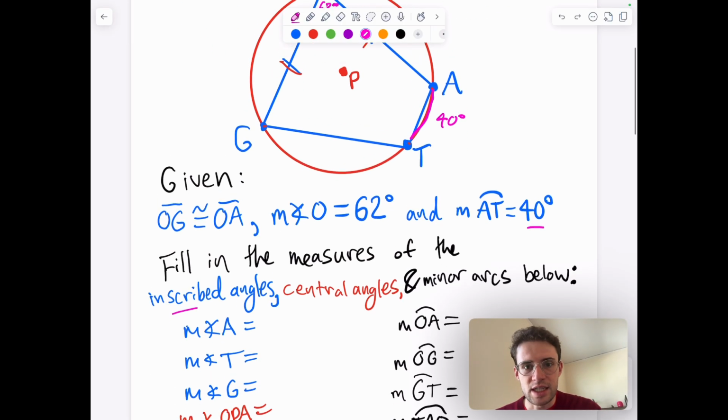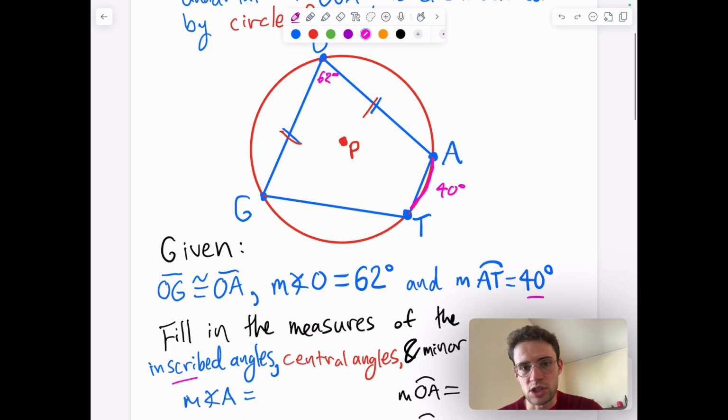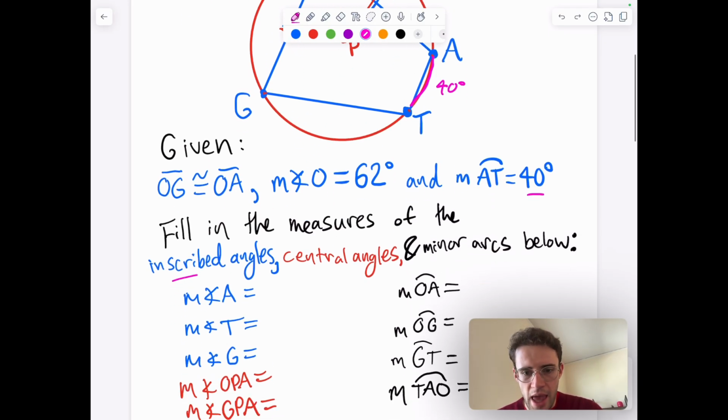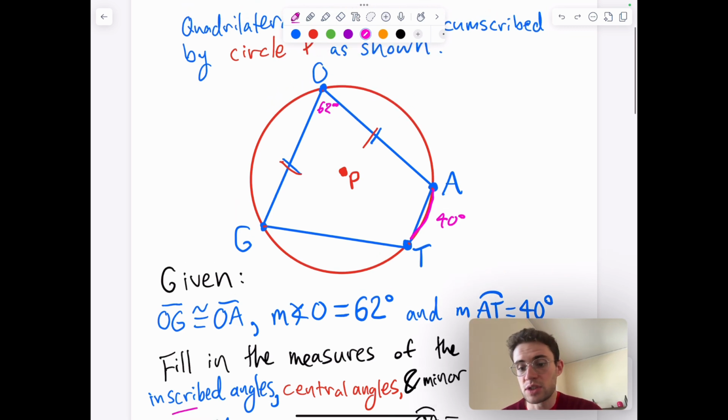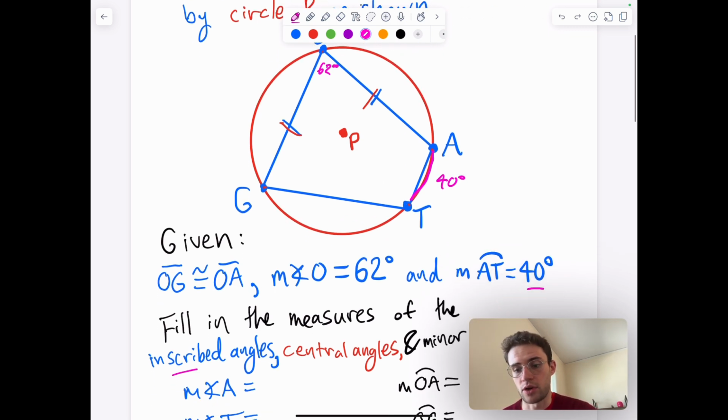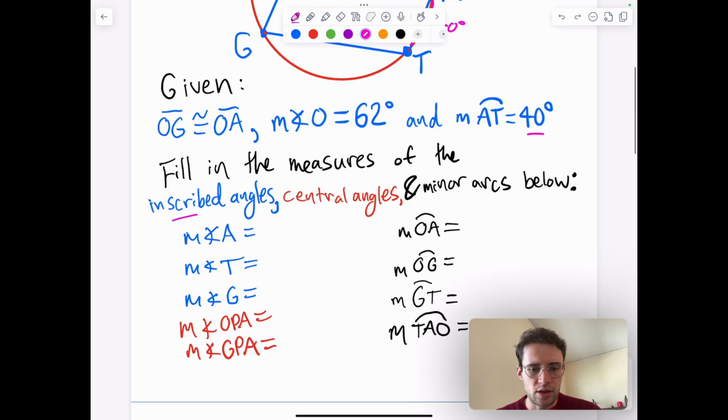We need to find the central angles. Those are angles that use the center as one of the points, like OPA. And minor arcs like AT or OA are a section of the circumference that's less than 180 degrees, less than half the circle. So we need to find these angles here and these arcs.